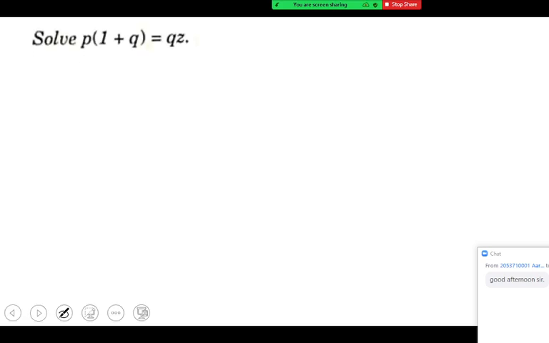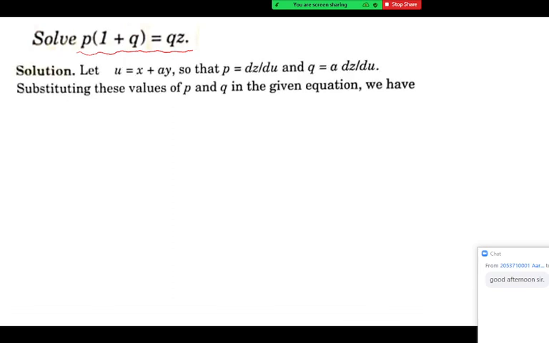Come to the question. The question is here on the screen: p into 1 plus q is equal to qz. The first important thing we notice is that only p, q, z are present. So we will start with our substitution: let u is equal to x plus ay.